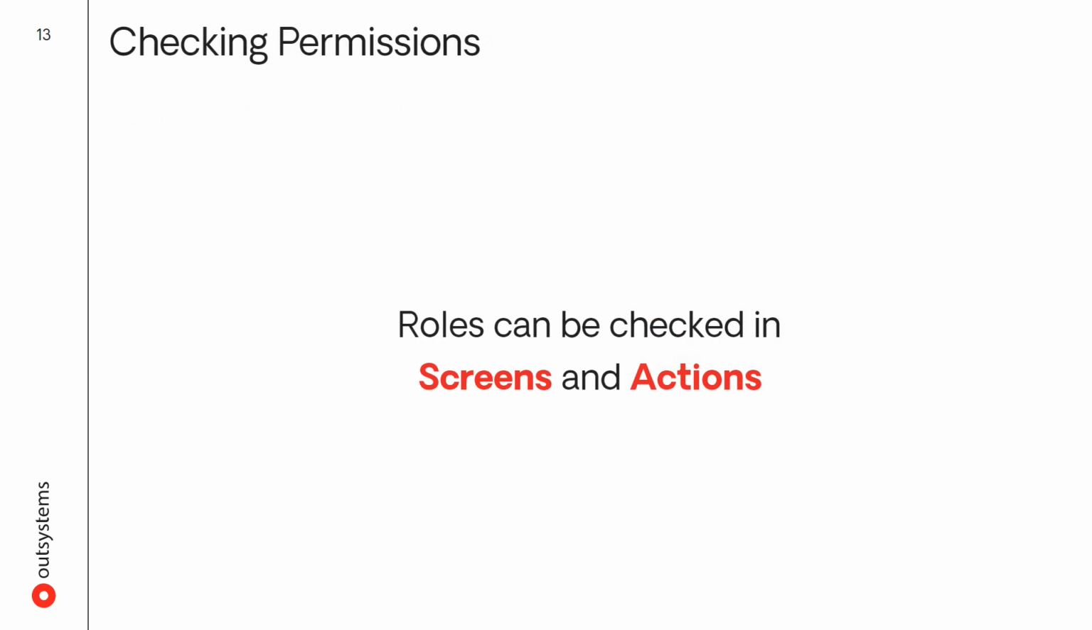We already know how to assign roles to users so that they have the permissions to do whatever the role allows them to do. However, how do we define those permissions? How do we check if a user can perform a task? Well, roles can be checked in screens and actions.